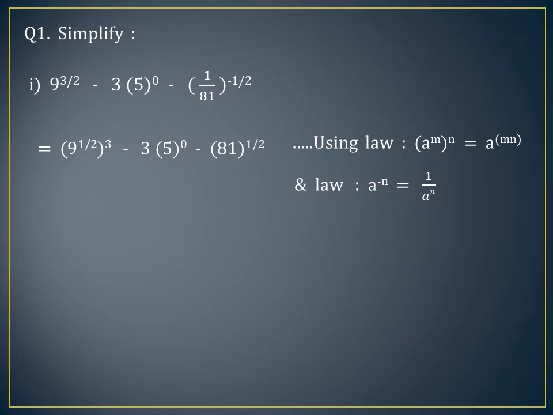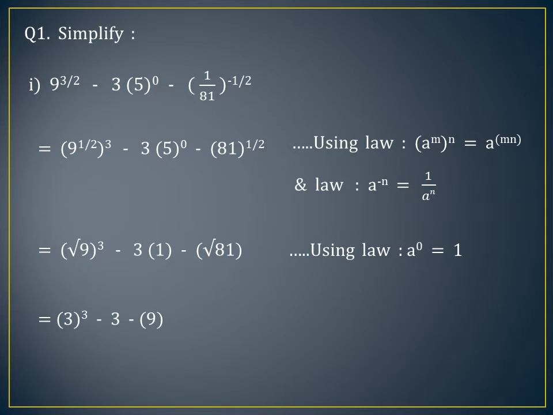Now next is 1 upon 81 the whole raised to minus 1 upon 2. To write it with a positive power, it will be 1 upon 81 raised to half. So that will be 81 raised to half. So 9 raised to half is square root of 9. So we'll have square root of 9 the whole raised to 3 minus 3 into 5 raised to 0, which is 1. So 3 into 1 minus square root of 81. So that gives us the answer as 15.